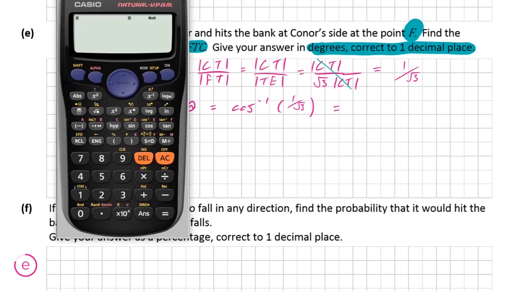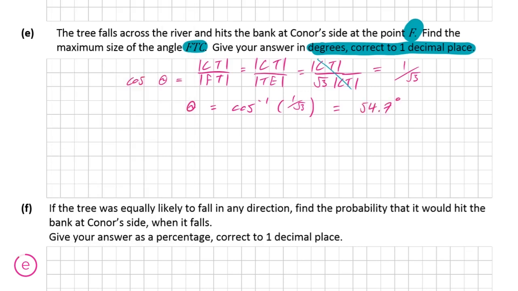So we can press shift cos on our calculator and enter 1 over root 3, and our answer is 54.7 degrees, correct to 1 decimal place. And that's our final answer. The key thing here is to realize why we can sub in TE for FT, and that's because we basically want the tree to barely touch the point F on the other side of the river. So that's worth 5 marks.